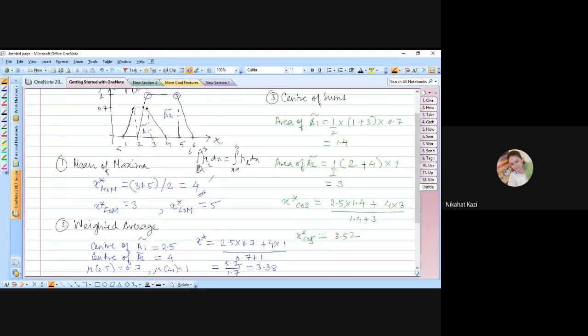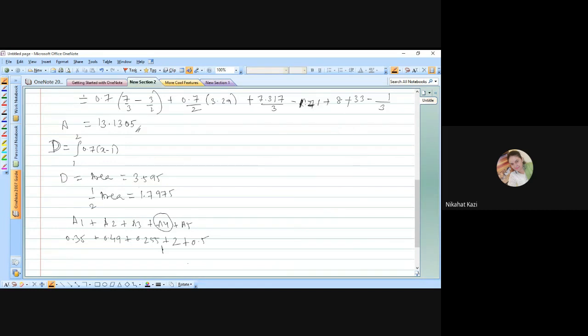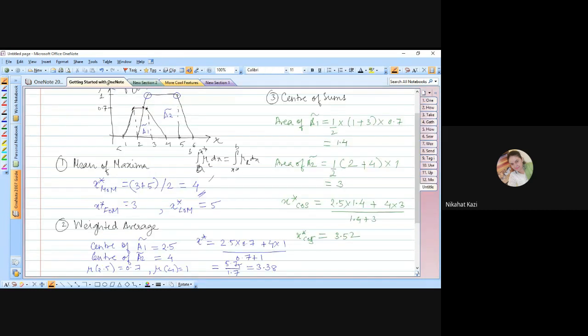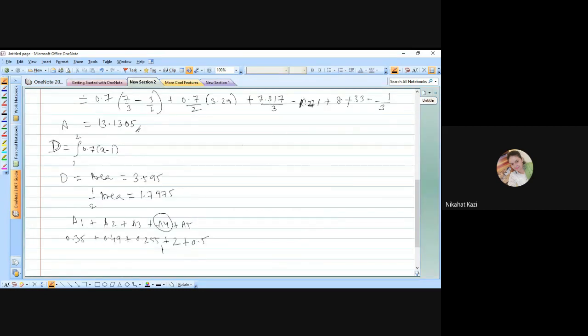And since the bisector is lying between 3 and 5, what do I need to do? I have the areas for 1, 2, 3. This area I have, this area I have, this area I have. So I need to write this kind of an equation. What do I say? I write whatever is the sum, this sum.